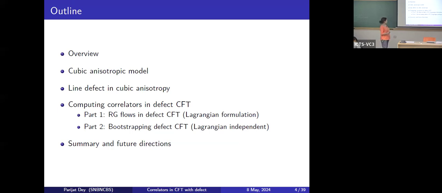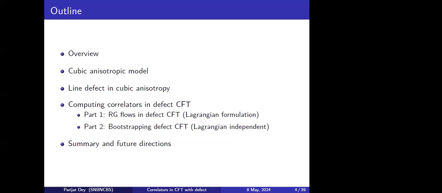In the first part of my talk, I will discuss this using the Lagrangian formalism. We will start by writing down a Lagrangian relevant for the cubic anisotropic model with the specific symmetries. And then we will discuss how the defect can play a role in the renormalization group flow in this model.